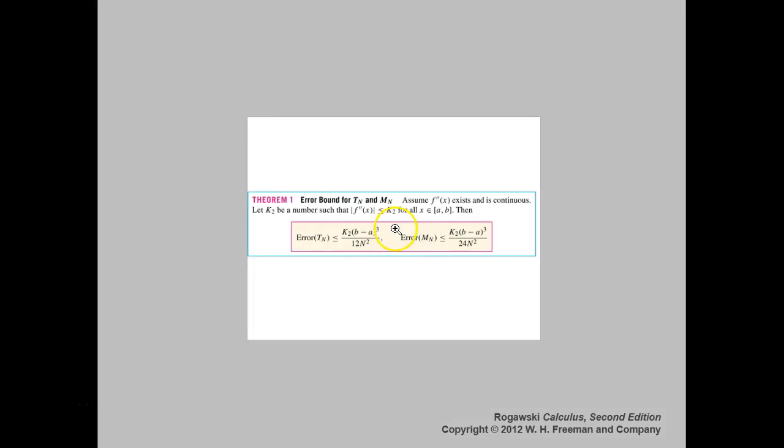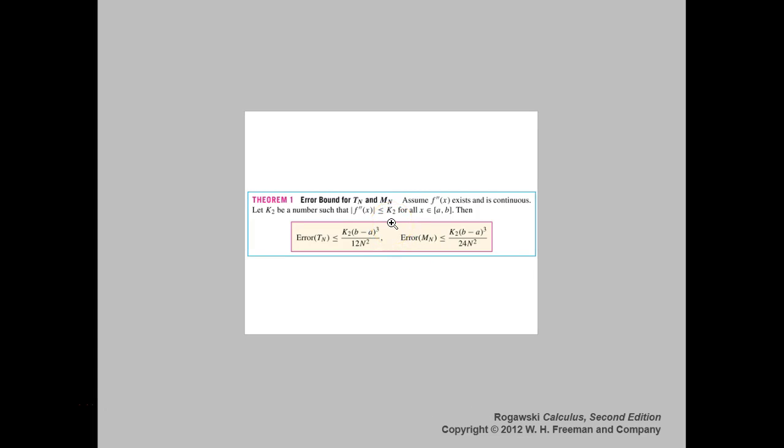And what we mean by that is the absolute value of the difference between the actual value of the integral and the midpoint approximation or the trapezoidal approximation. Now, we don't always know what the actual is, but if we did know, this would give it to us. And here's the rule for those two midpoint formulas.